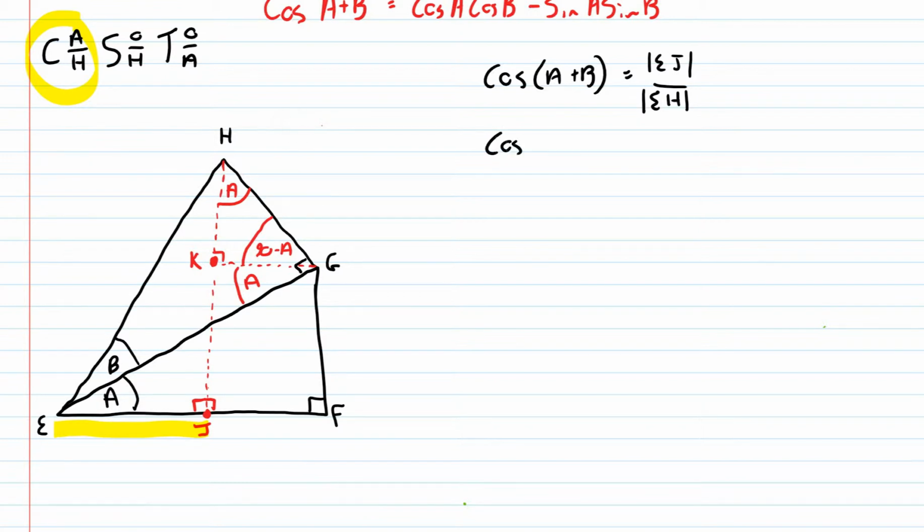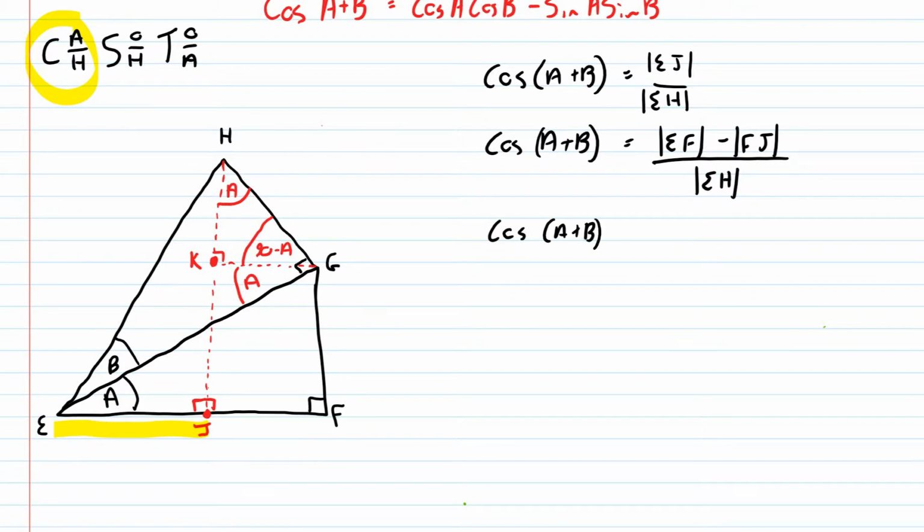So the cos of A plus B equals, but instead of saying EJ, I am going to say EF minus FJ, and I'm going to put that over EH. Right, I'm just going to split this fraction into two fractions. So instead of having EF minus FJ over EH, I'm just going to have both of them over EH, which I can do.